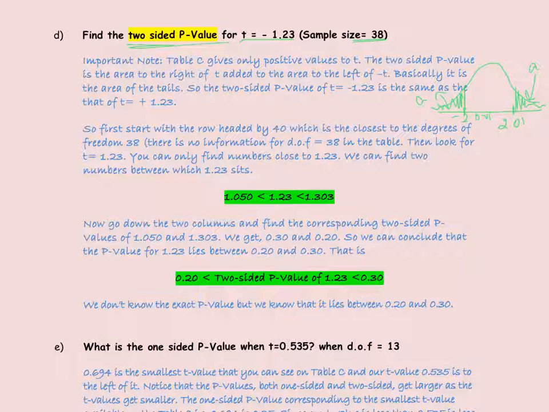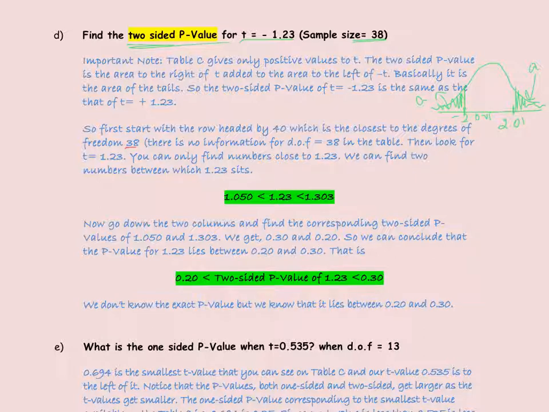So if we have t equals negative 1.23, then what we need to do is just find the p-value for positive 1.23. So the degrees of freedom is 38.